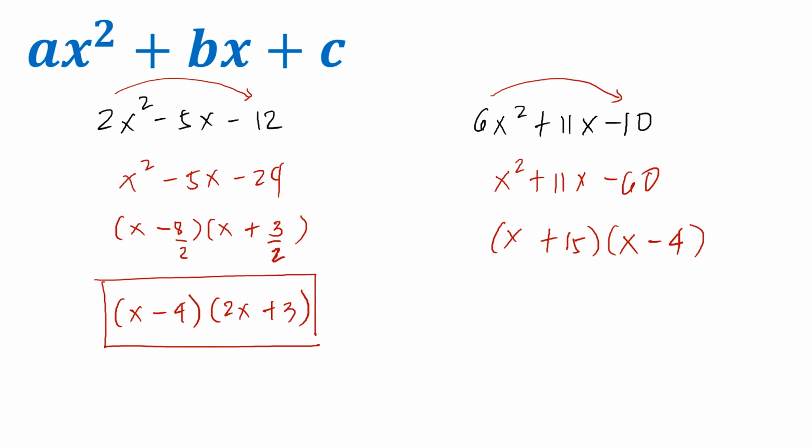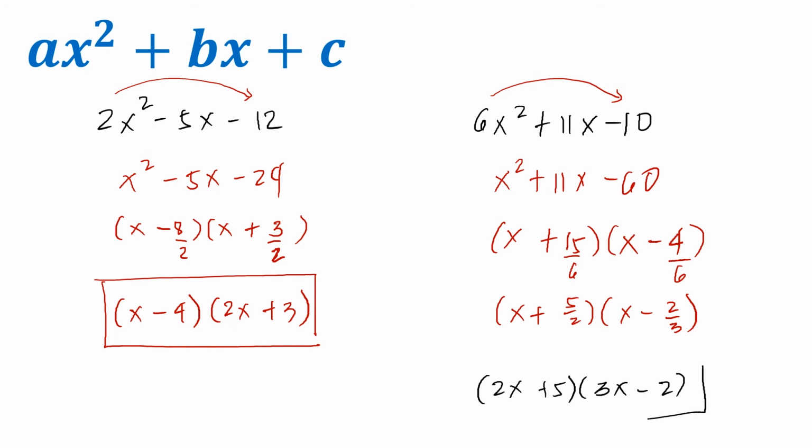We are factoring 6x squared plus 11x minus 10. So, divide the constant term by 6, and since this cannot be divided exactly, we'll just simplify the fractions. x plus 5 over 2 times x minus 2 over 3, and bring the denominator as coefficient of x. So our final answer will be 2x plus 5 times 3x minus 2. Again, you can check by using the FOIL method, and these are factors of 6x squared plus 11x minus 10.